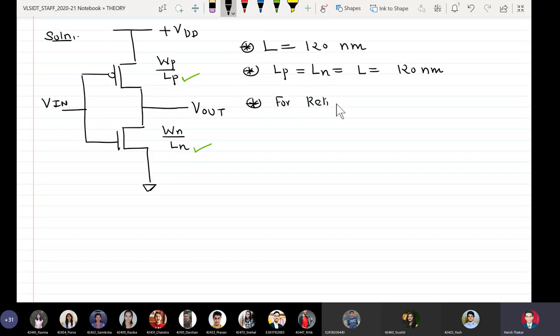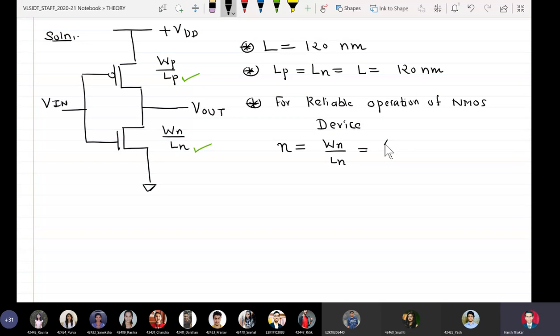for reliable operation of NMOS device, this is a semiconductor physics factor. So for reliable operation of NMOS device, the size of NMOS, N, which is equal to Wn upon Ln, should be equal to 1.5. So this is what you have to remember. So for reliable operation of NMOS, the size of NMOS should be equal to 1.5, right? So already the value of Ln is known.